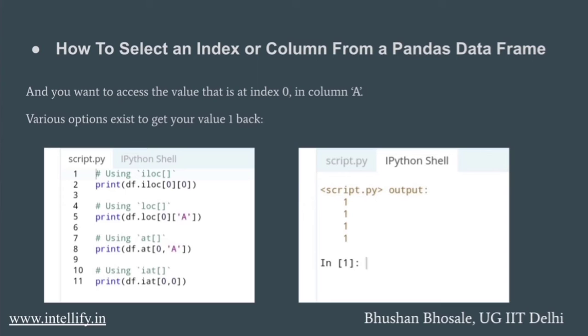Now let us take a look at the code. The second line says print df.iloc. I think this code will be discussed in the further sections, so you will clearly understand what this code is actually doing in the further section. So let us skip it for now.